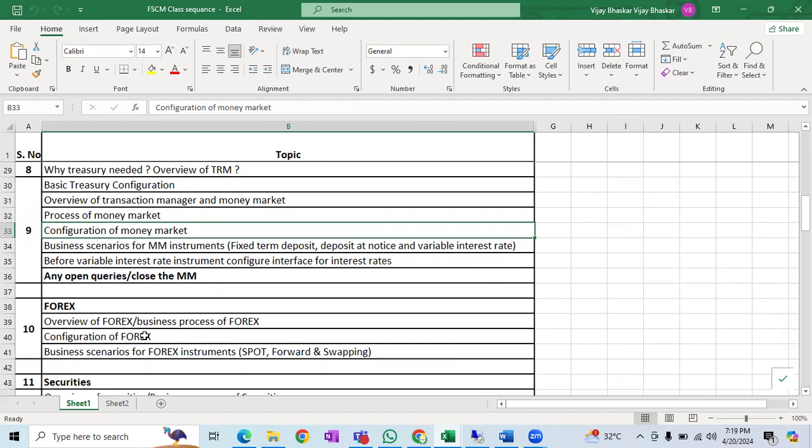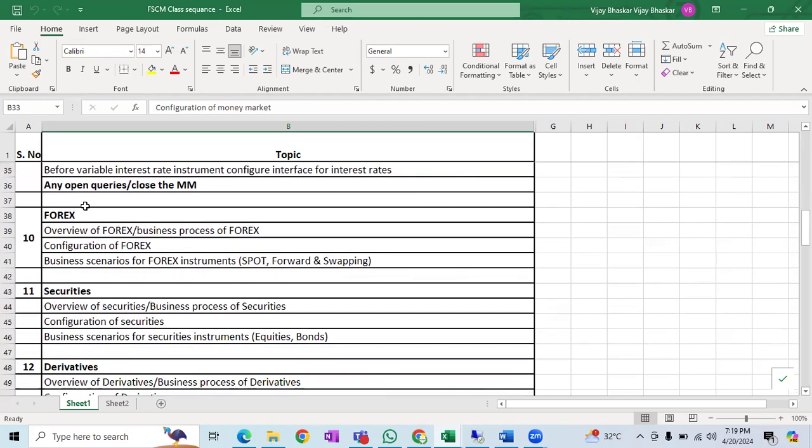Also the interface integration, how the interfaces are to be integrated to get the market data, like interest rates, exchange rates. All those related, how the standard integration is to be integrated with the S4HANA system. This also I am going to cover.